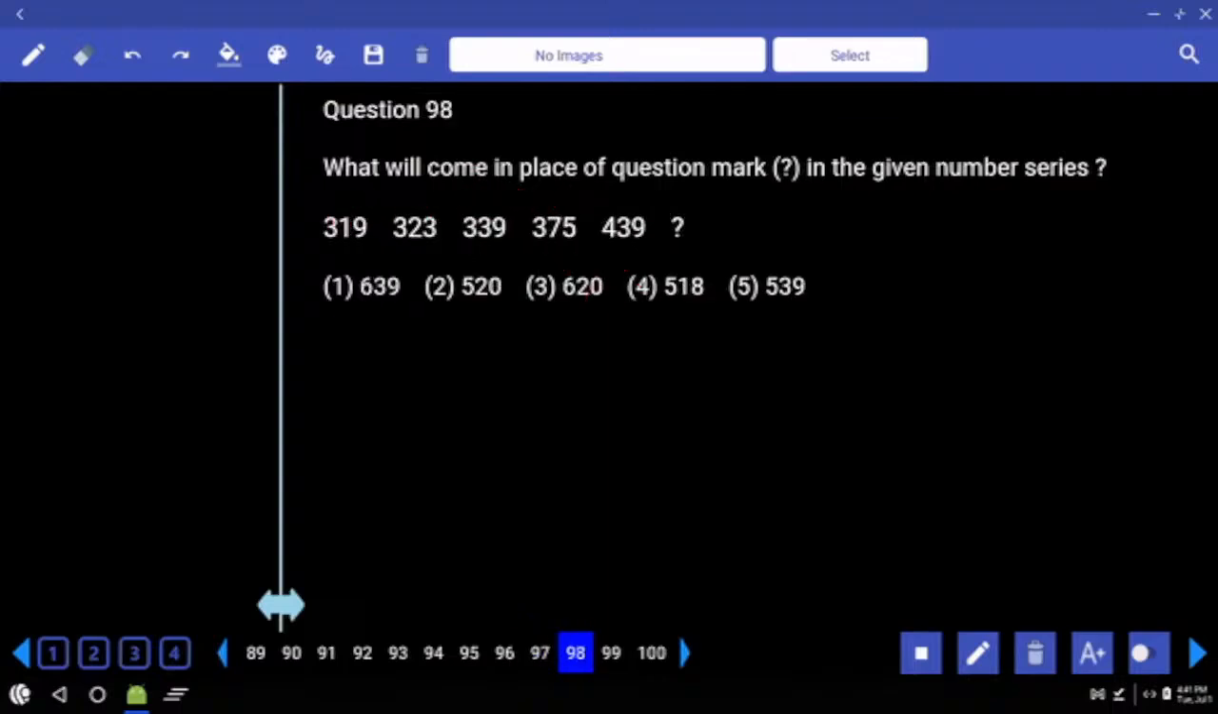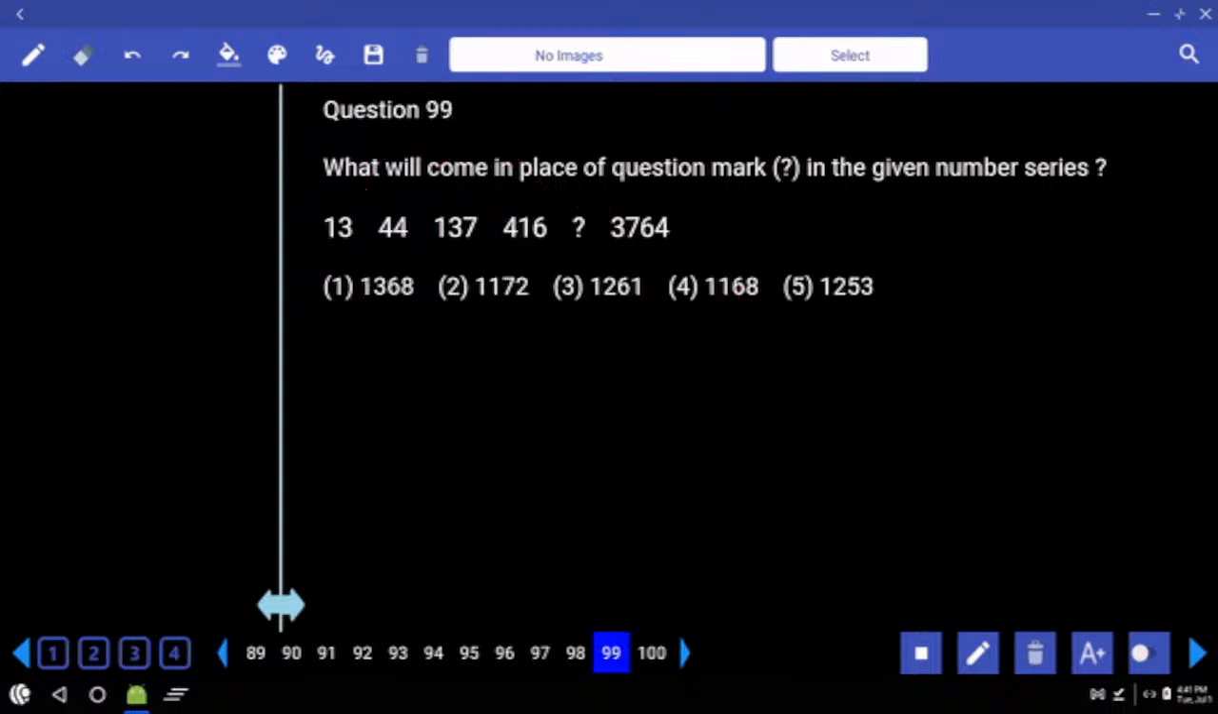Then 98. Now 3, 19, 23, the difference is plus 4. 23 and this one, 16. And 39 and 75, the difference is 36. What are these numbers? 2 square, 4 square, 6 square, 8 square, and 10 square. Squares of even numbers are added. 98.